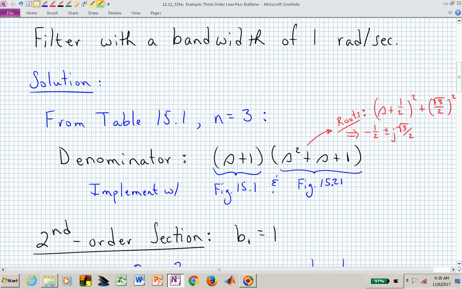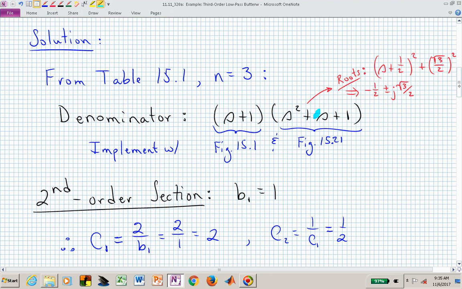Our second order section then needs to have B sub 1 equal to 1. That's this particular value, or that coefficient. There's our B1, and that's 1. And B1 is used to determine C1. From our equating of coefficients, we now know that C1 is 2 over B1. B1 is 1, so that's not very hard to divide into 2. C1 is now 2. And C sub 2 is the reciprocal of C1, or 1/2. Now we have our second order section designed.